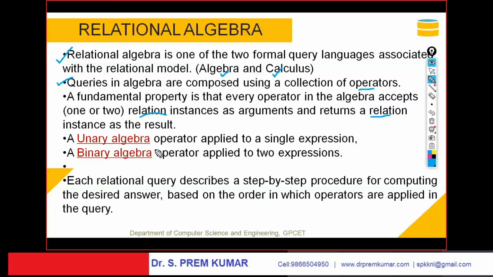A unary algebra operator is applied on a single expression, whereas a binary algebra operator applies on two or more expressions. I can make use of a single expression, or I can go with multiple expressions with the help of logical operators, more than one expression. That is binary algebra. A binary algebra operator is applied on two expressions, whereas a unary algebra operator is applied on a single expression.